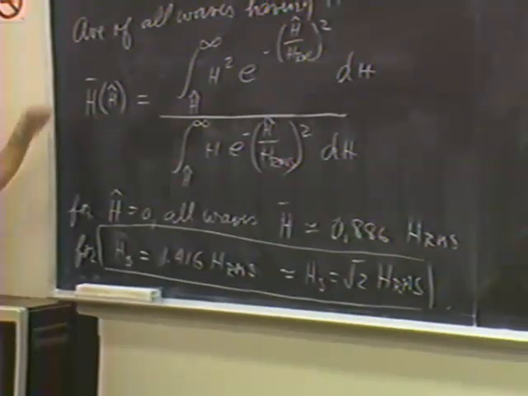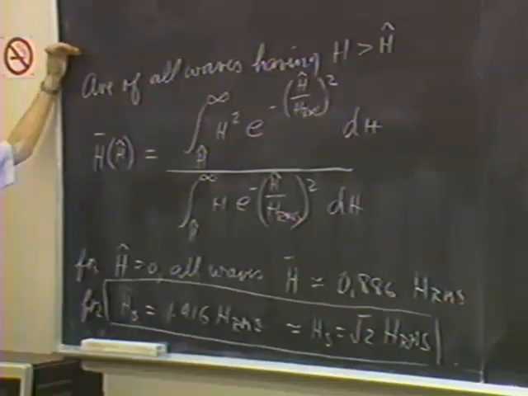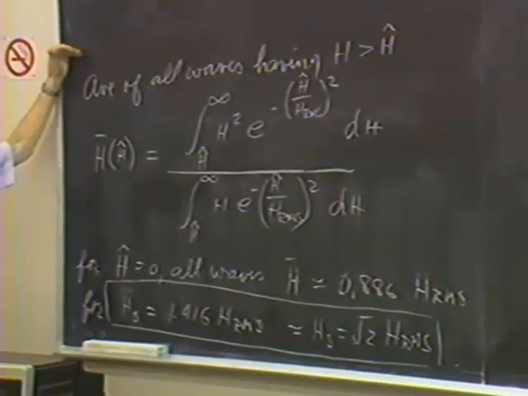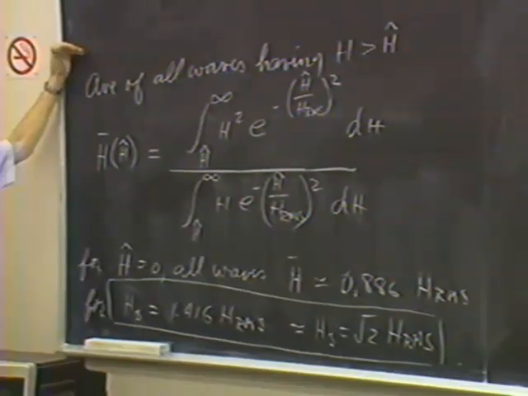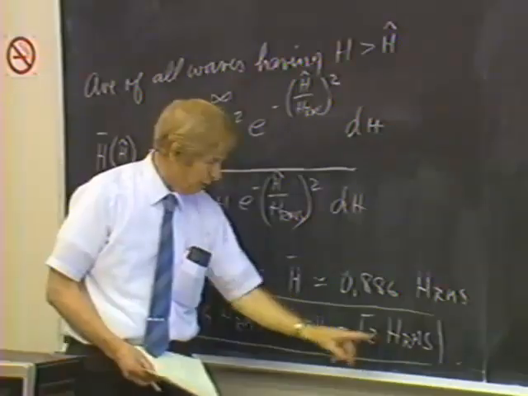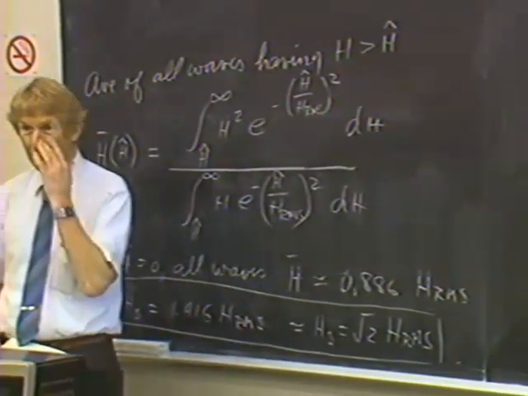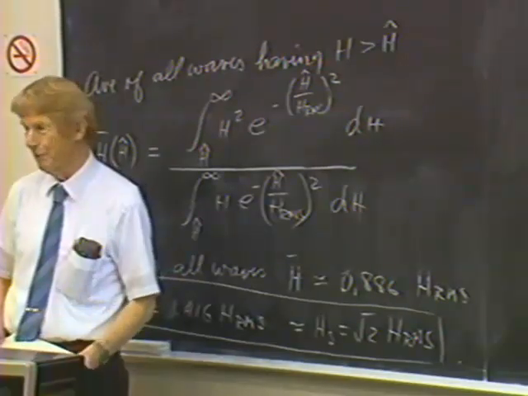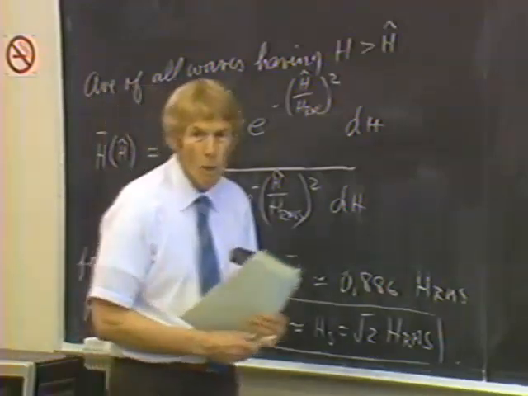So HRMS is easy to determine from your wave spectrum. And presuming it's a cumulative Rayleigh distribution, then from HRMS you can directly calculate the significant wave height. It's just like standard deviation in a normal distribution. Any questions?